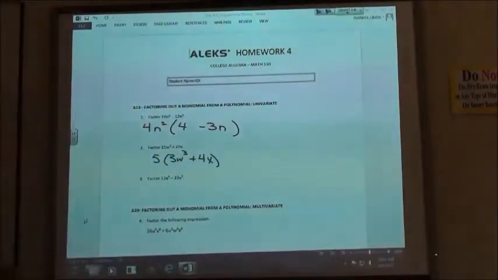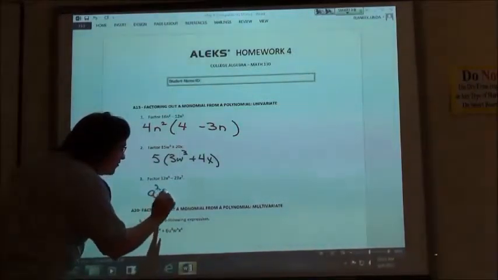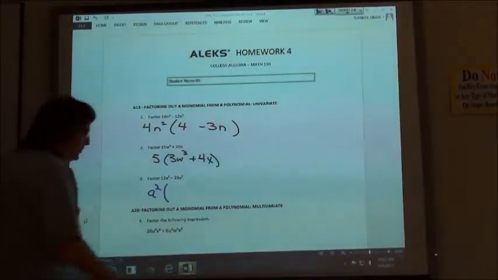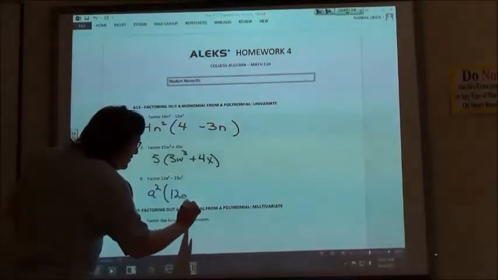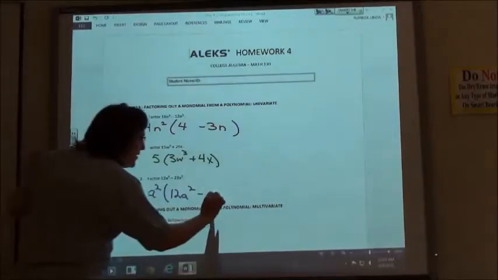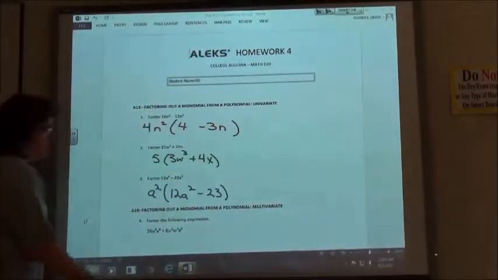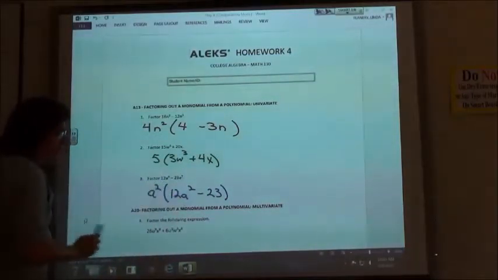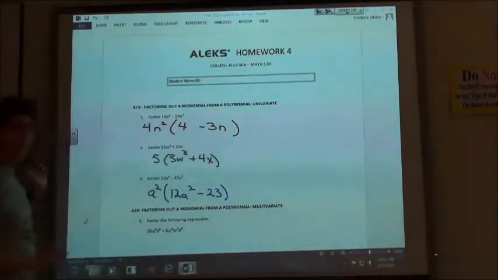The third one there, we have 12a to the fourth minus 23a squared. The greatest common factor there would just be a squared. 12 and 23 only have a common factor of 1. So if I take an a squared out of each of those, I would be left with 12a squared minus 23. So again, you're just subtracting those exponents. 4 minus 2 left us 2 here, and 2 minus 2 left us no a's over on that one.